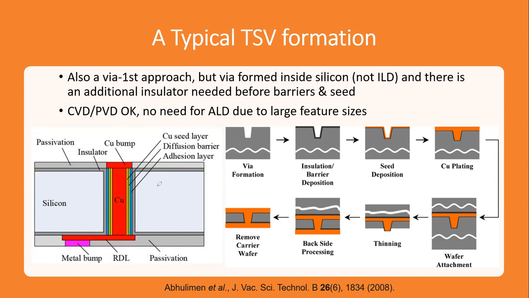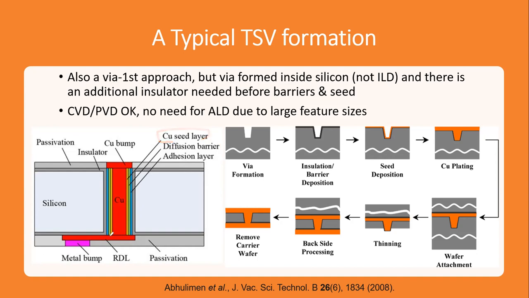You want something to stick to the insulator, the SiO2. And after that, you need a diffusion barrier, because you still want to protect this adhesion layer, since the adhesion layer may not be that good a copper barrier. Copper can penetrate through the adhesion layer, go into your insulation layer, and then attack the silicon. That's a big no-no. So you have the adhesion layer, the diffusion barrier, and then finally a copper seed layer.